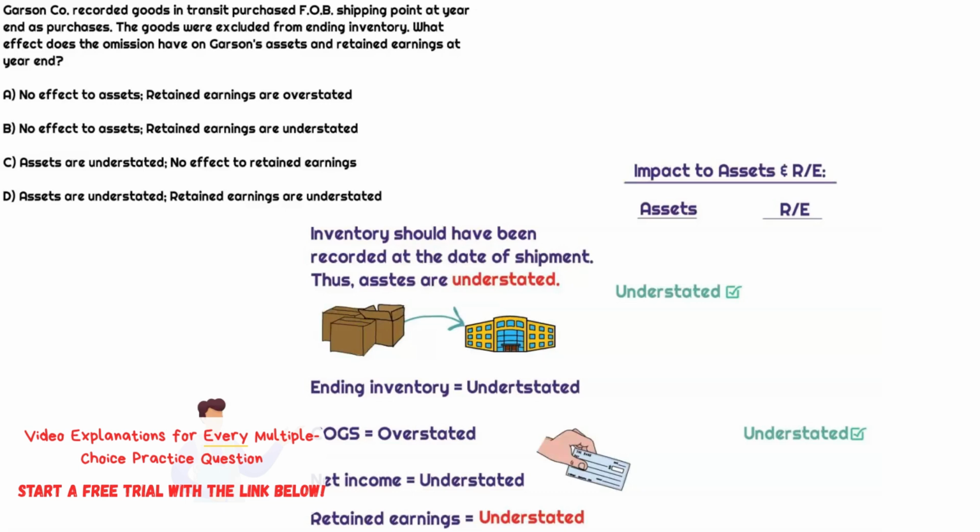So if cost of goods sold is overstated, net income now becomes understated. All right, so at the end of the day, retained earnings is going to be based off of net income. Retained earnings is the amount of net income that is not distributed. Okay, so maybe they're making distributions as dividends to shareholders. Retained earnings is the portion that wasn't distributed as that dividend. All right, so if net income is understated, retained earnings is always going to be understated. Okay, so because of this hiccup by Garson Co., both assets and retained earnings are going to be understated.